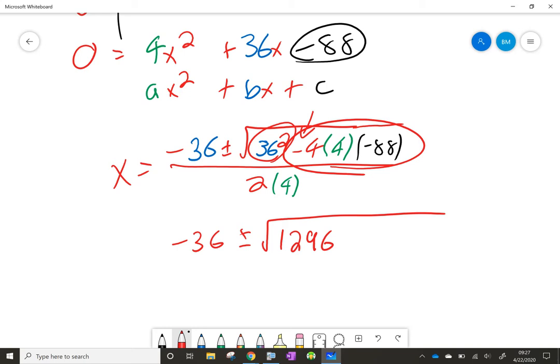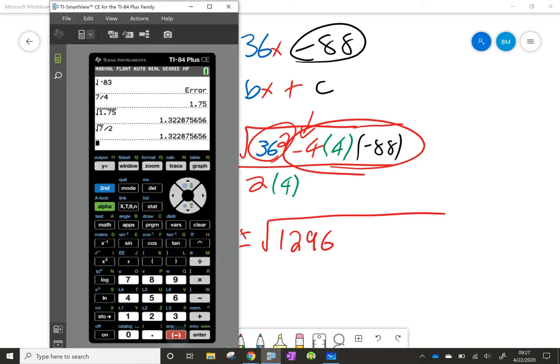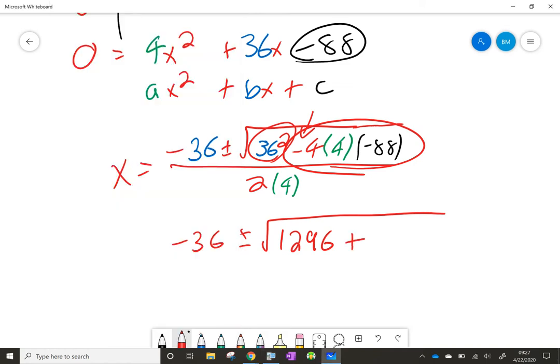So in a calculator, you're going to type in the -4 times the 4 times the -88. And in that, we get a positive 1408. So since it's positive, we're going to put plus 1408. All right. Divided by 2 times 4, which is clearly going to be 8.